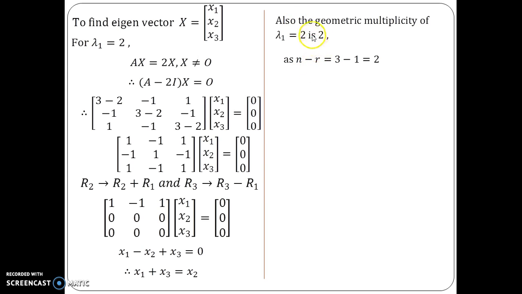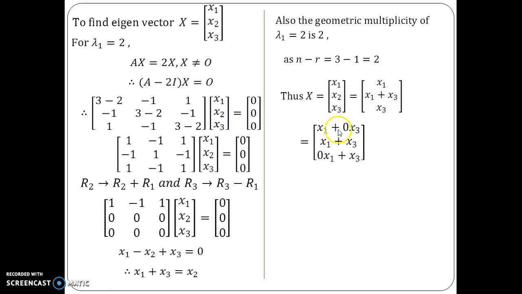Carrying on the discussion further, we now try to find the eigenvector x. Capital X is nothing but x1, x2, x3, that's our general vector. We already found the relationship x1 plus x3 equals x2, so I plug in x2 as x1 plus x3. Now this vector, I can write in this manner: the first component is x1 plus 0 x3, the second component is x1 plus x3, and the third component can be written as 0 x1 plus x3.